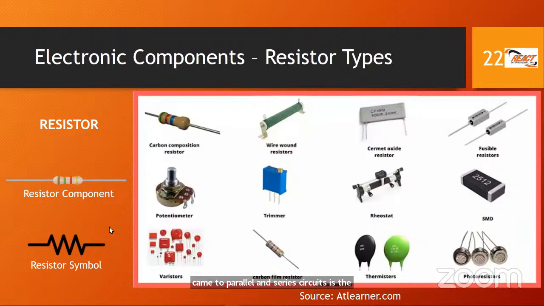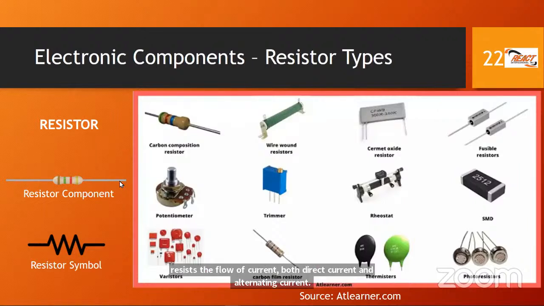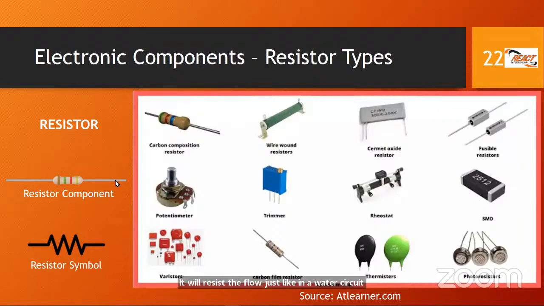And remember what the resistor does. It resists, right? It resists the flow of current, both direct current and alternating current. It will resist the flow, just like in a water circuit where you have a constriction, and it will cause a resistance to occur to impede the flow of current. Same thing in an electric circuit. So this is what a resistor component physically might look like. And this is the resistor symbol, or one of the symbols that we use for resistors.